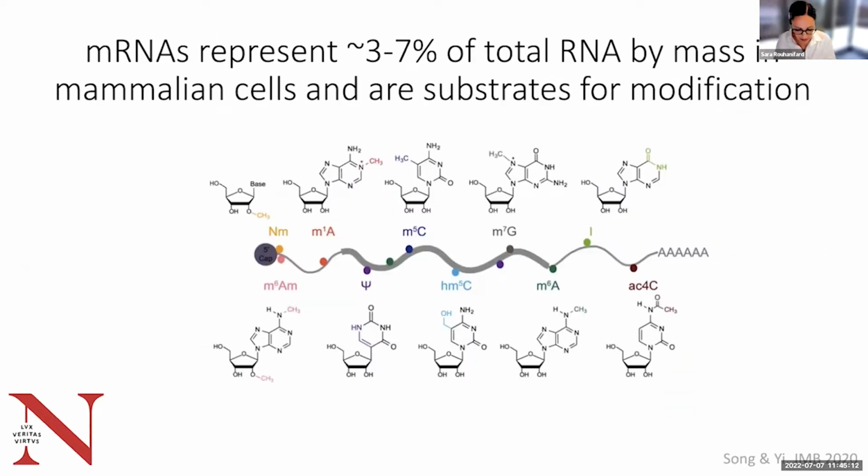Now, mRNAs, on the other hand, are just 3 to 7% of our total RNA by mass, but they are substrates for modification. So our landscape for mRNA modifications is incomplete, both with incomplete maps of known modifications, and you can see the known modifications on the screen now, but they're also yet to be discovered mRNA modifications. So in current literature, we're finding more and more mRNA modifications being discovered. So we're going to need new technologies to fully characterize the epitranscriptome.